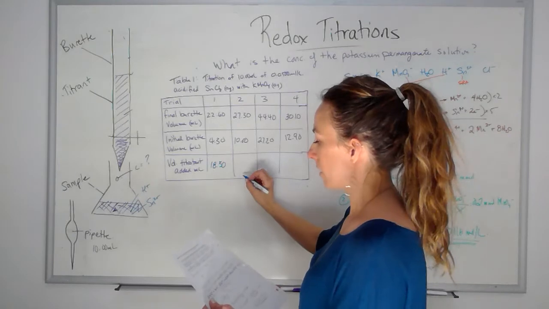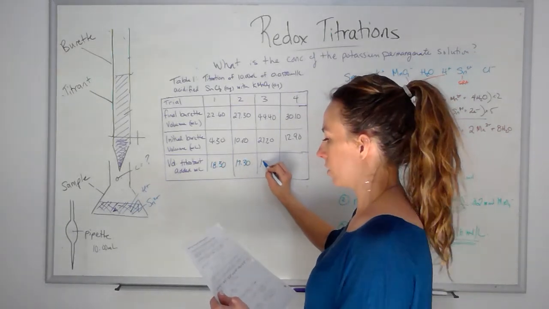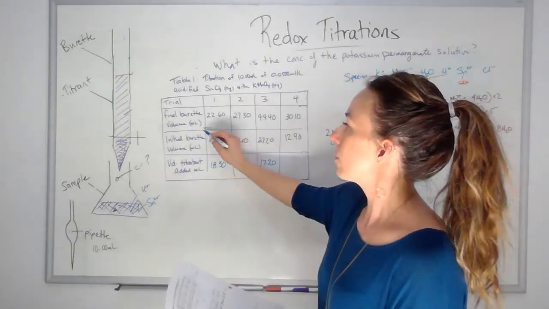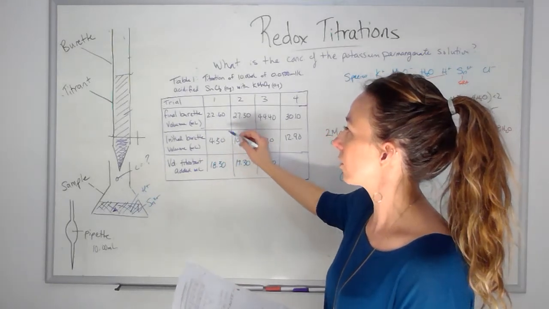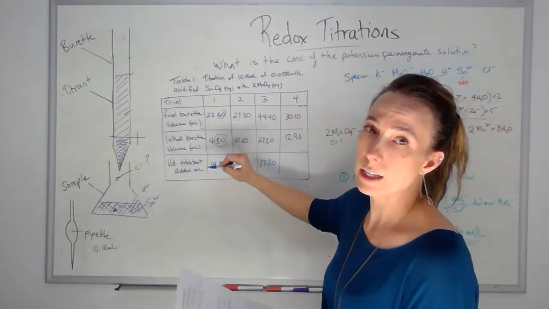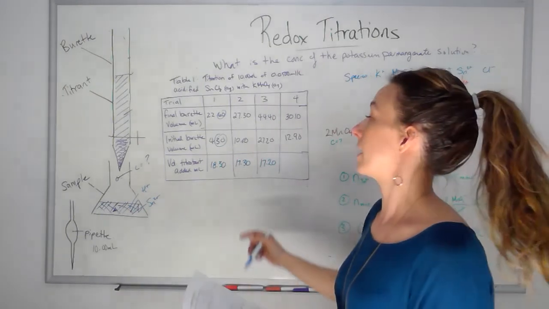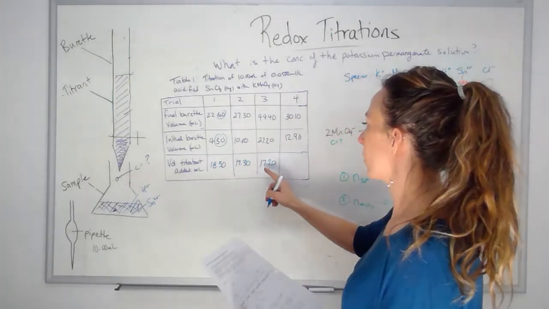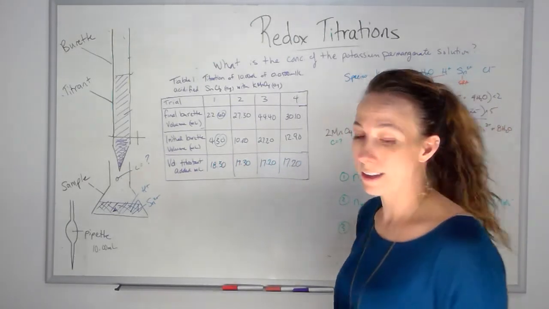For this trial, I took out 17.30 mL. Here I took out 17.20. Notice I'm adding the 0 because of significant digits here. I'm doing a subtraction of these values. I have 2 decimal places that I'm subtracting, and therefore I should have 2 decimal places in my answer of my subtraction. So 17.30, 17.20, and this one is 17.20 again.